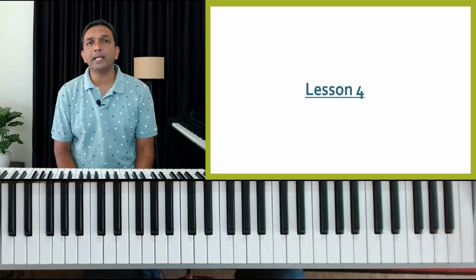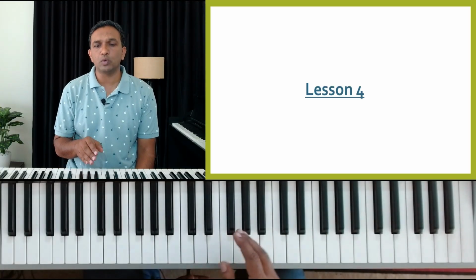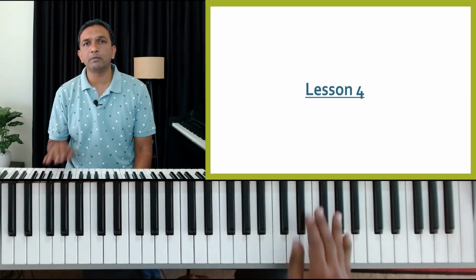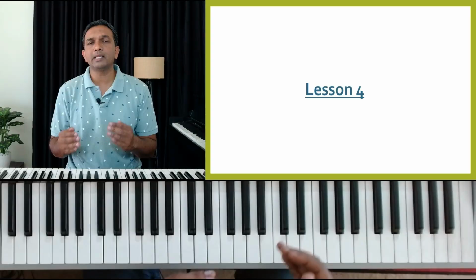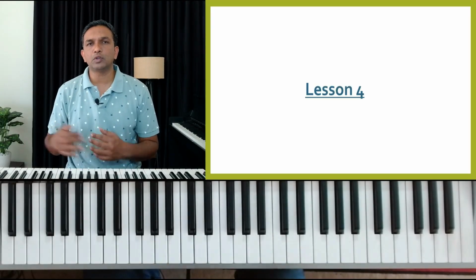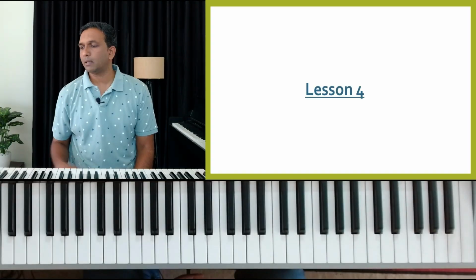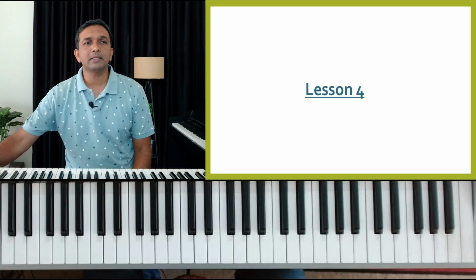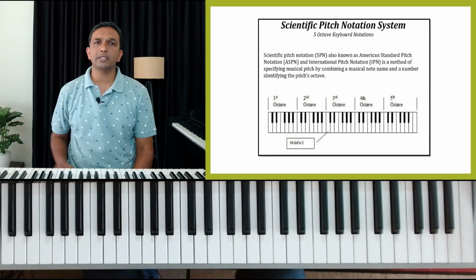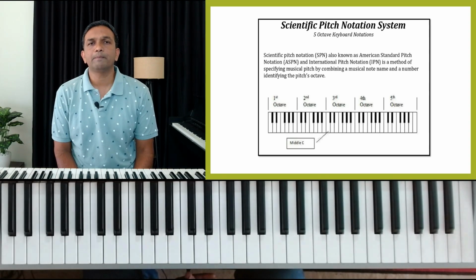Let us say we played a melodic line which includes notes of both the third and fourth octave. How do we differentiate the notes between the third and fourth octave? That is what we are going to learn in this lesson number 4. This is called the Scientific Pitch Notation System, or SPN.